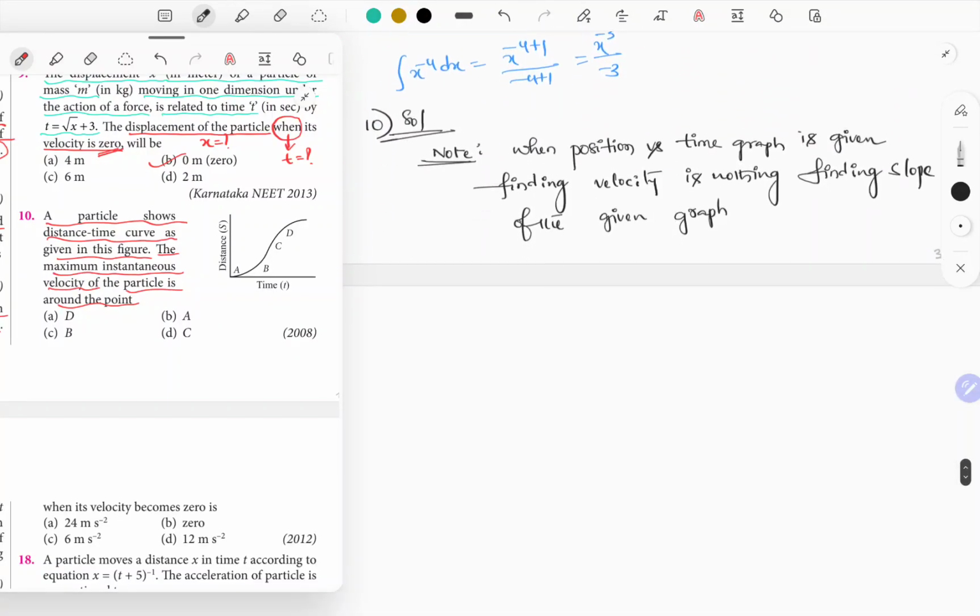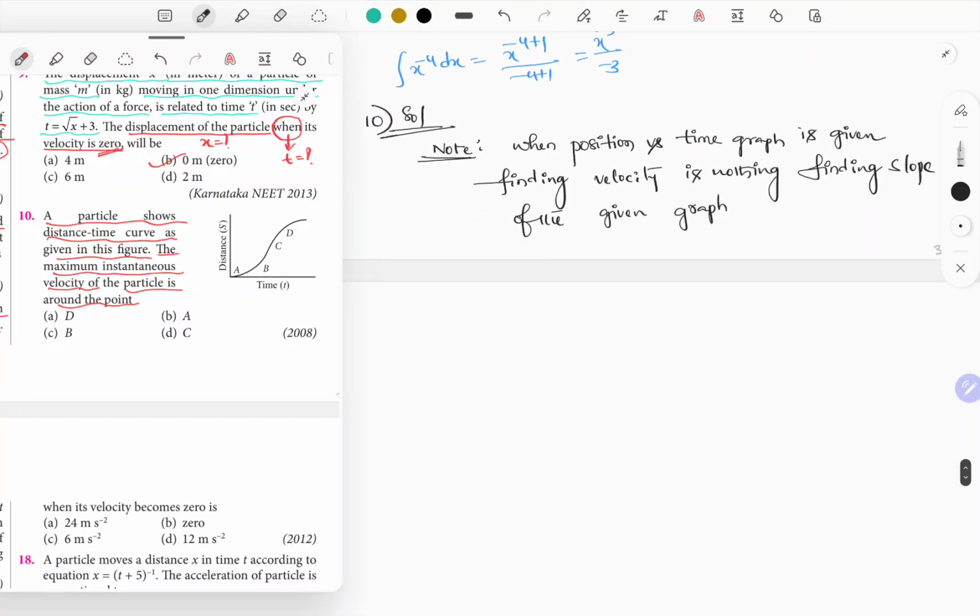Look at this. Along the y-axis we have distance. Along the x-axis we have time. Then finding velocity is nothing but dx by dt. This differentiation itself is called the slope. What is the meaning of slope when a graph is given? Slope is nothing but tan theta. Understand? When graphical questions come, or the graphical questions concept itself, I will explain to you in a short interval of time. Let me take some time.